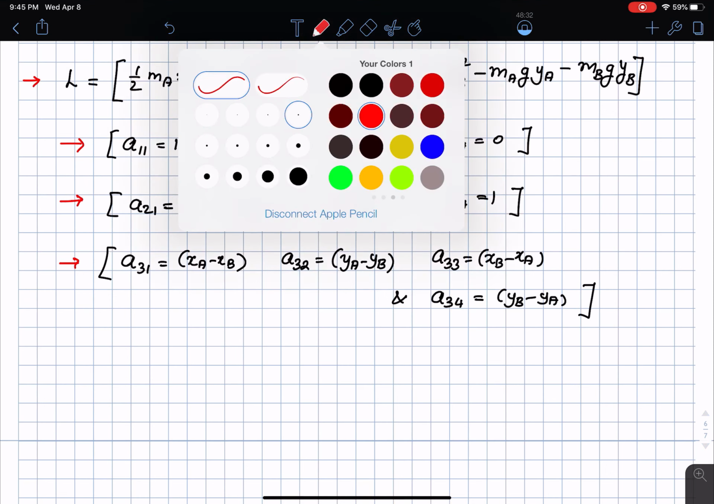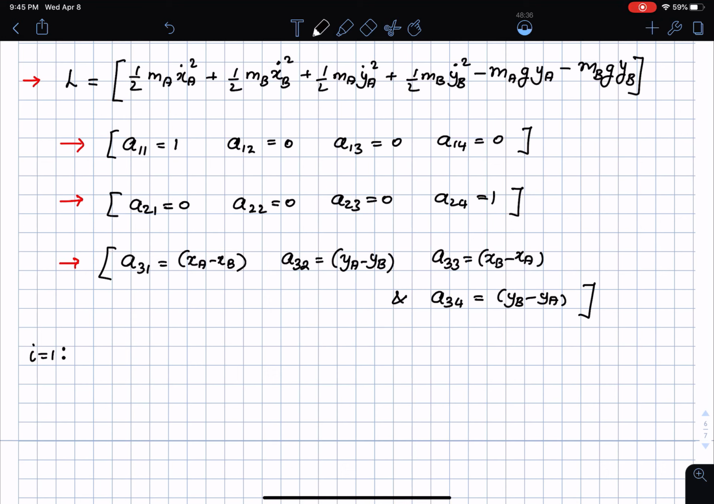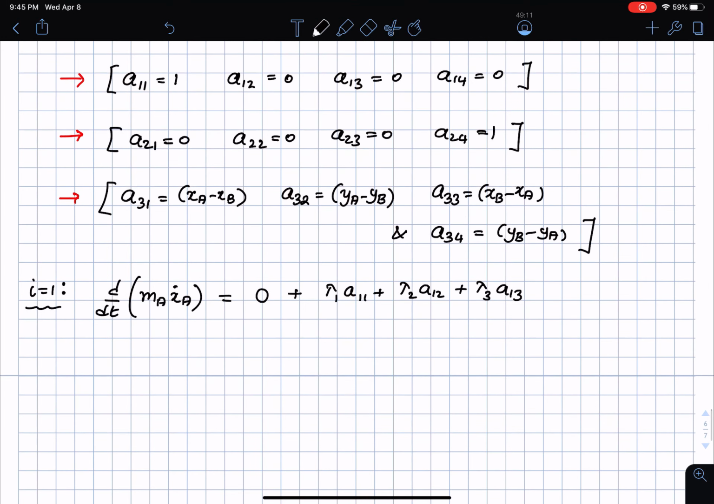So I'm going to look at the first equation, the i equal to 1 equation. I'm going to have d/dt of ∂L/∂xa-dot. There is only one term containing xa-dot in the Lagrangian, so that's going to be m_a, differentiation of xa-dot squared, the half term goes off. This is going to be ∂L/∂xa, which is 0, right? The Lagrangian does not contain any terms containing xa. Then I'm just going to expand this as lambda_1 a11, lambda_2 a12, lambda_3 a13, and this is the term which says ∂L/∂xa is equal to 0.